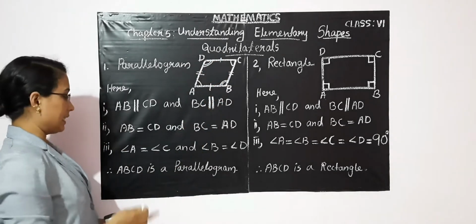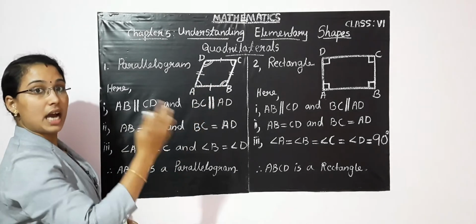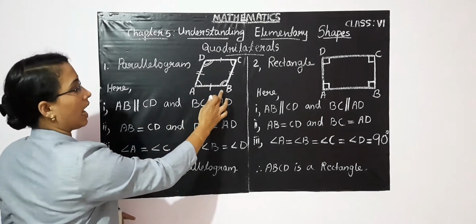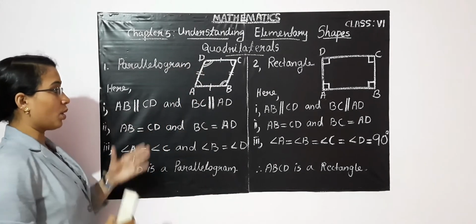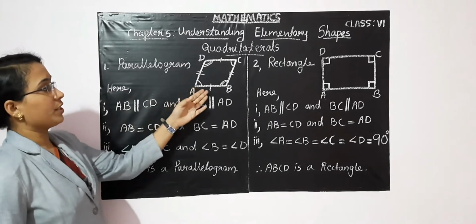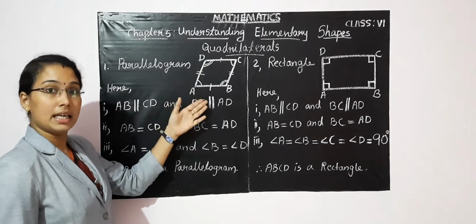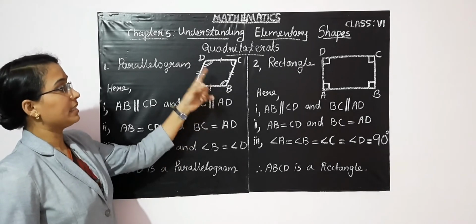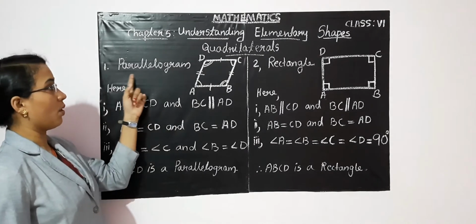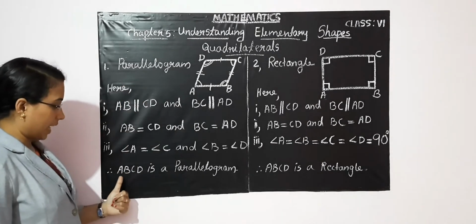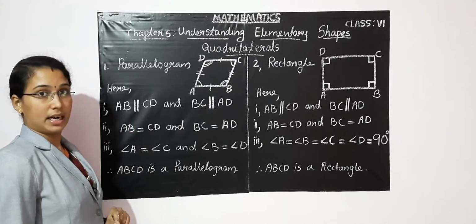Then one more condition is there. Angle A equal to angle C. Opposite angles are equal. Here angle B is also equal to angle D. So in total 3 conditions: opposite sides are equal, opposite angles are equal, and opposite sides are parallel. Then this quadrilateral is called a parallelogram. Therefore ABCD is a parallelogram. This is our first quadrilateral.